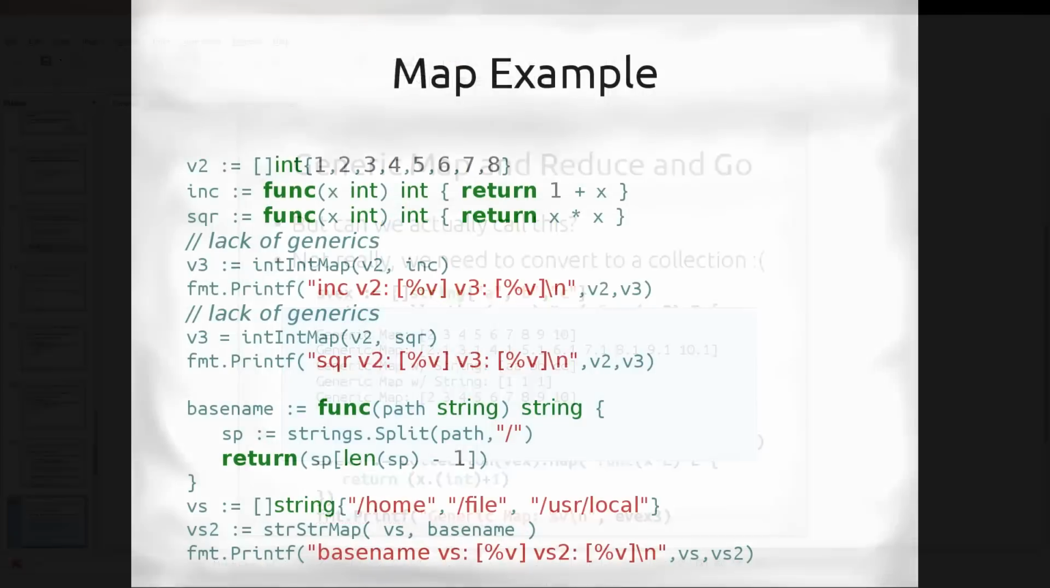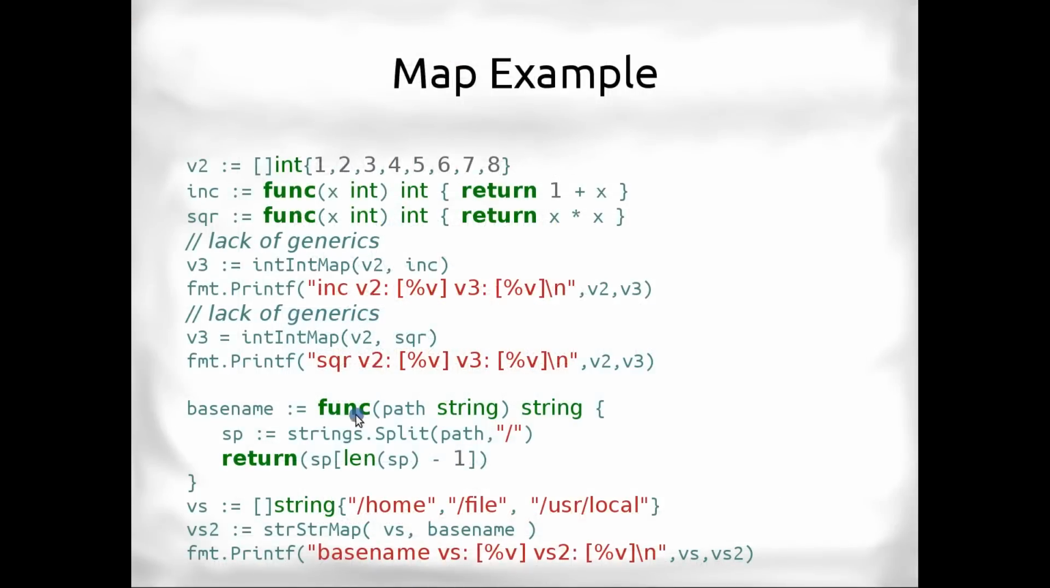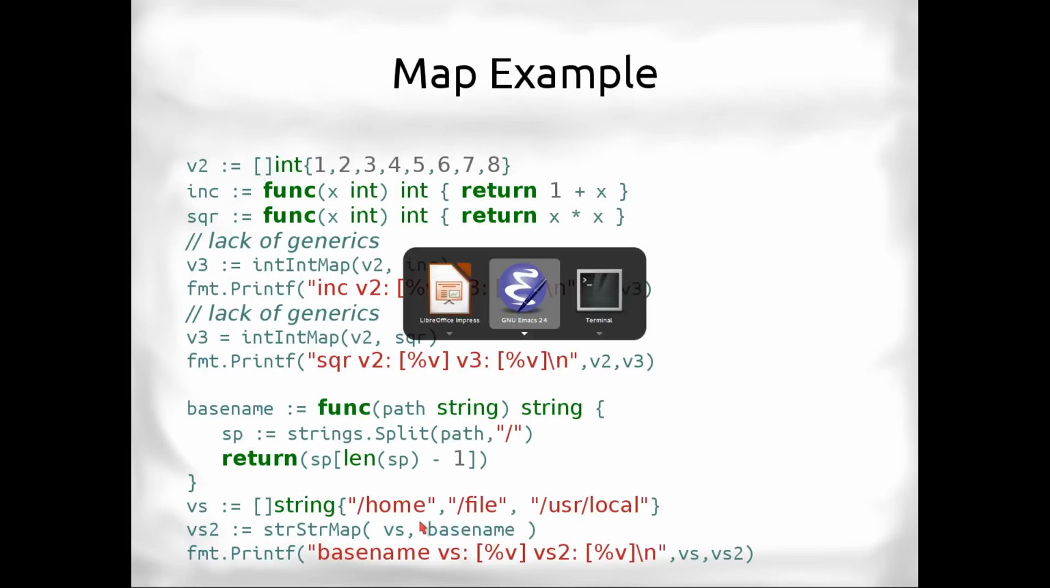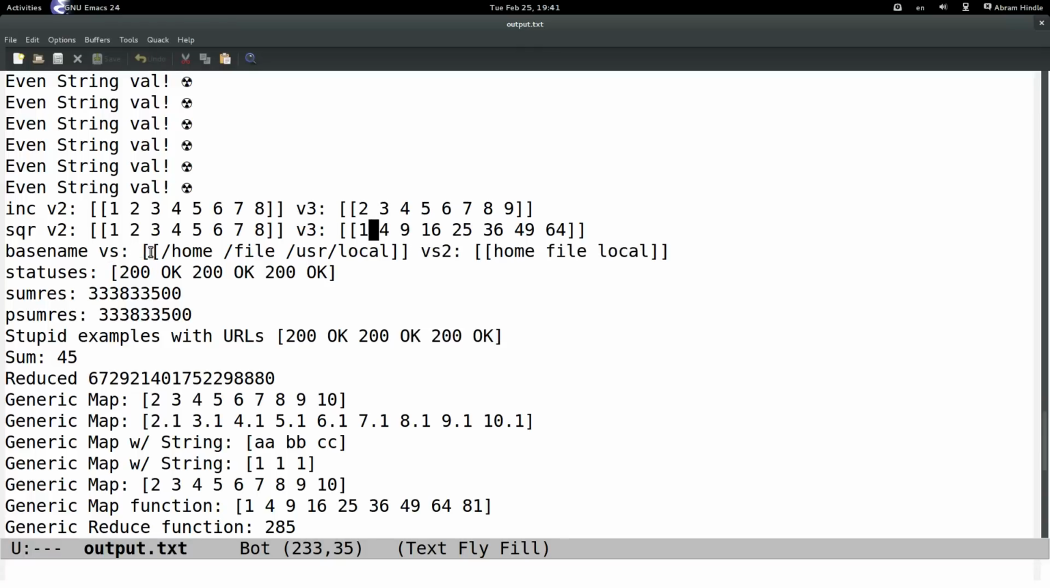Okay? We can also use it on our strings, so we can use our string map. We can make a function called base name that will return the last bit in a path, just giving us that base name. We take these paths and we go str map, our list, and base name, and then it returns the base names. Let's go look at it. It converts this list into this list: home, file, local. Okay?